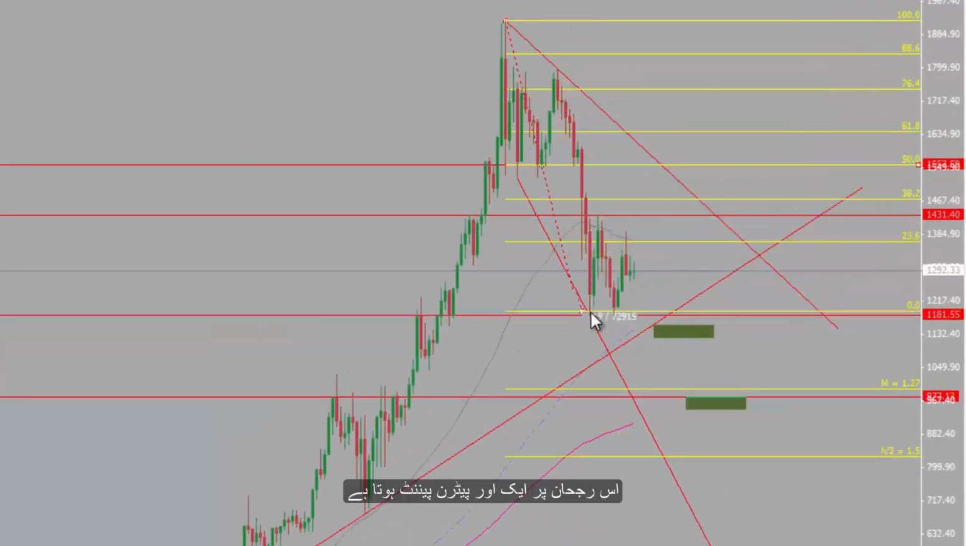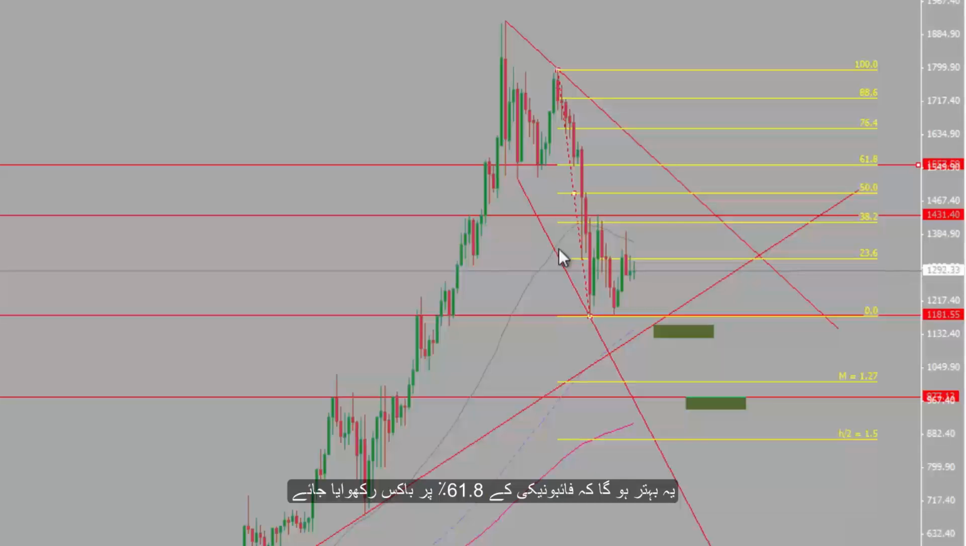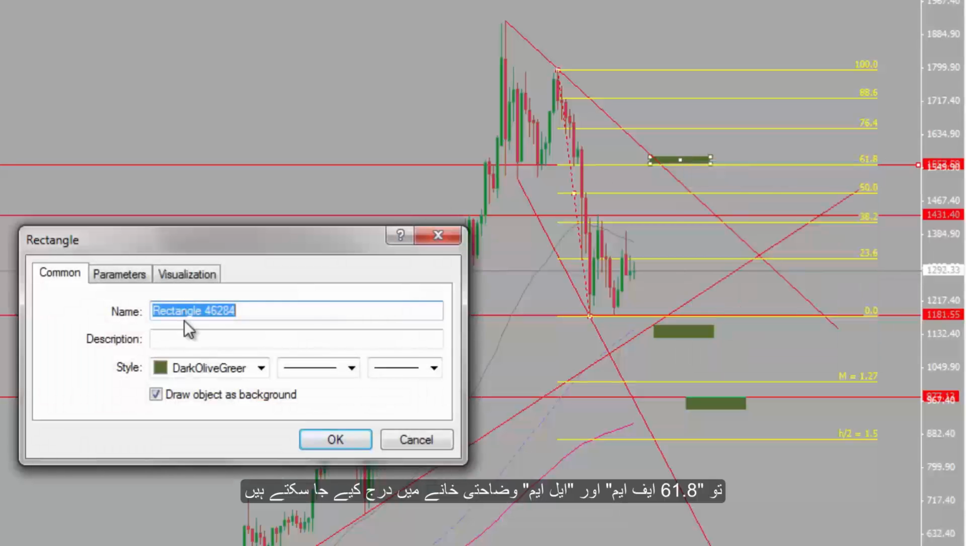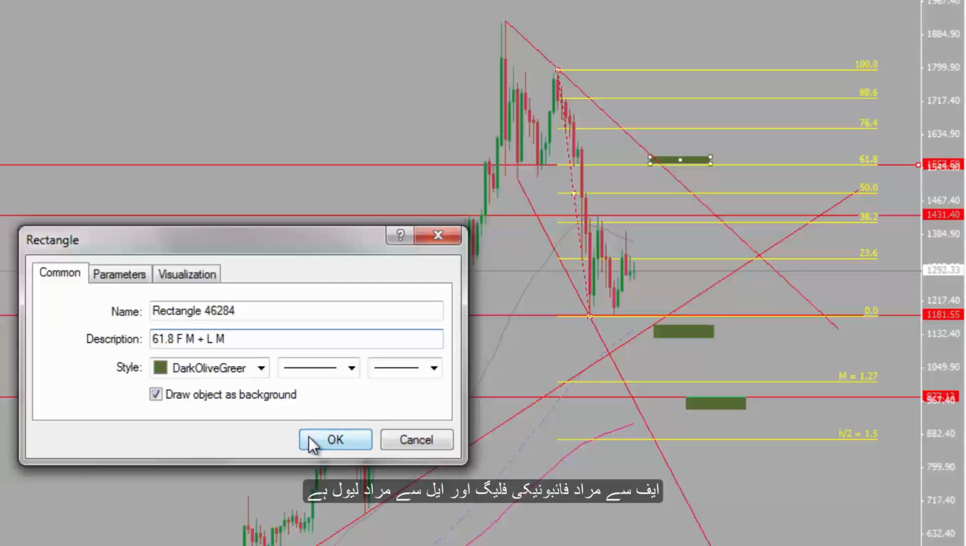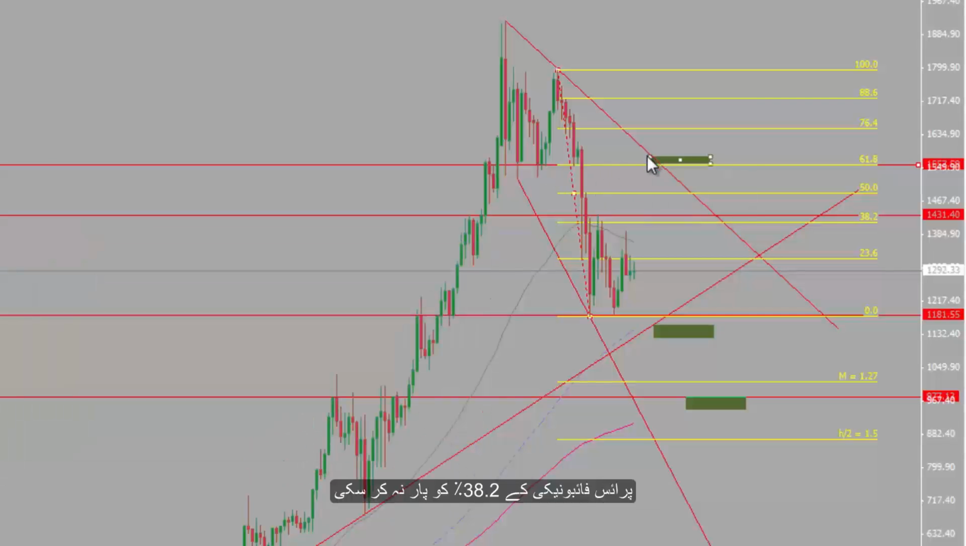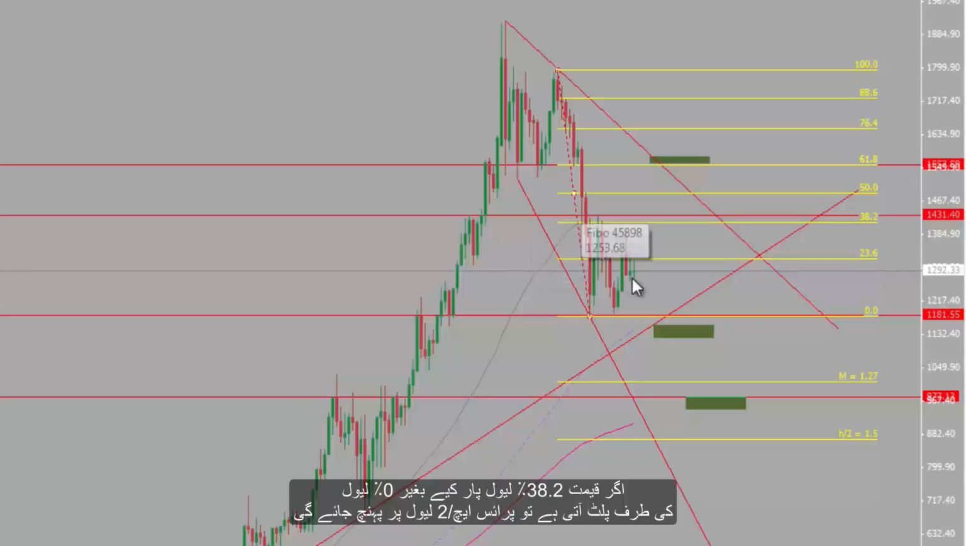Another pattern on this trend is pennant. It is better to place a box on the 61.8% of Fibonacci, which will show powerful influence on the market trend whenever price proceeds towards this level. So 61.8% FM and LM can be entered in the description field. F means the Fibonacci flag and L stands for level. Price could not cross the 38.2% of Fibonacci. If the price returns to 0% level without passing level 38.2%, then the price would reach level H2.